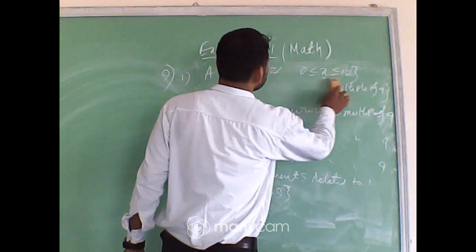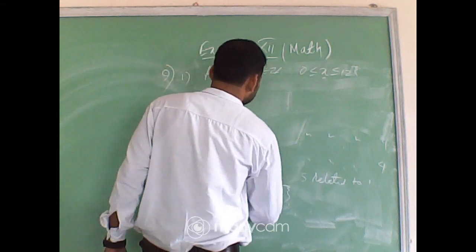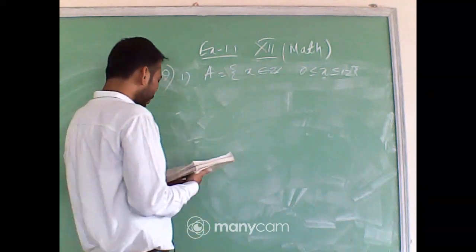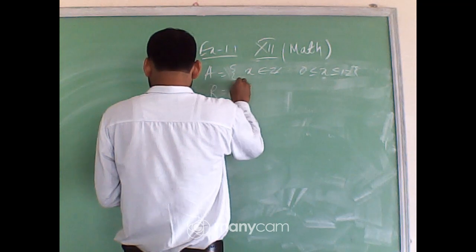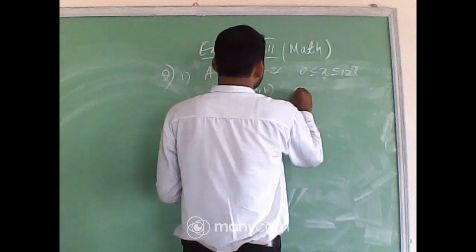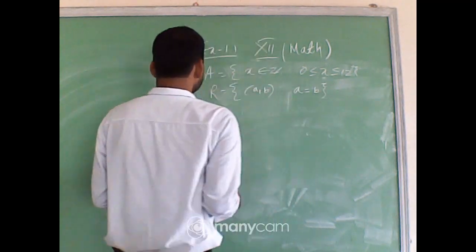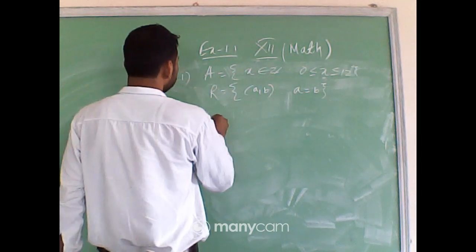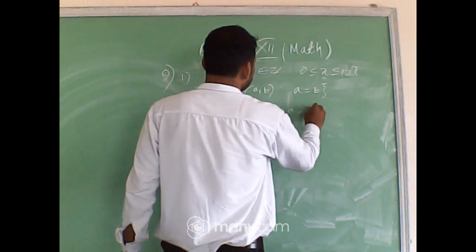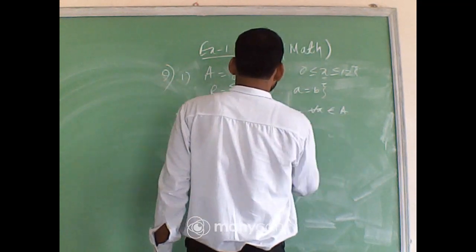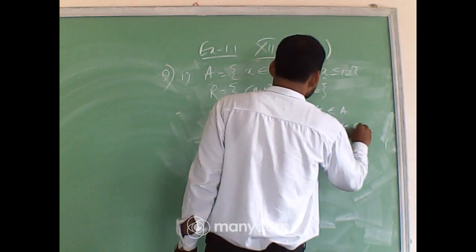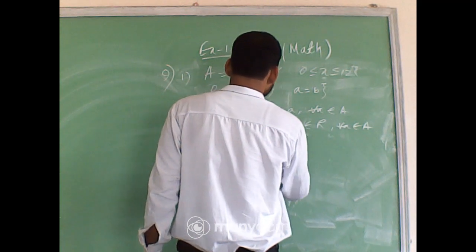I am erasing this portion. Here the relation is defined as containing the ordered pair (a, b) such that a equals b. Okay. So clearly a equals a for all a belongs to A. Therefore, ordered pair (a, a) belongs to R for all a belongs to A. Therefore, R is reflexive.